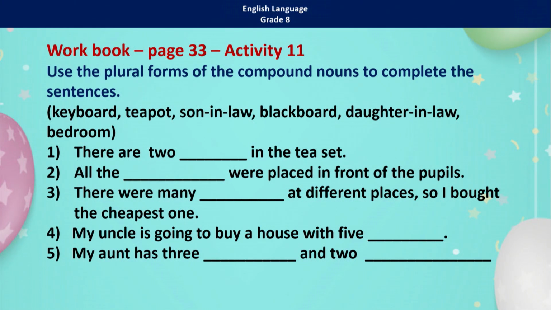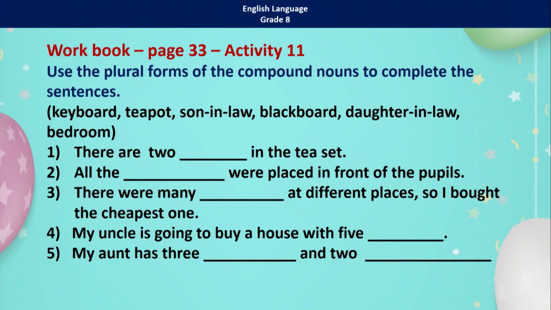It's a hyphenated word. Son-in-law. Blackboard. Black and board, two words together. Daughter-in-law. Another hyphenated word, daughter, one word, second word is in and the third word is law. Daughter-in-law. Bedroom, you have bed and room. Now we have to use these compound nouns, children, to fill in the blanks.